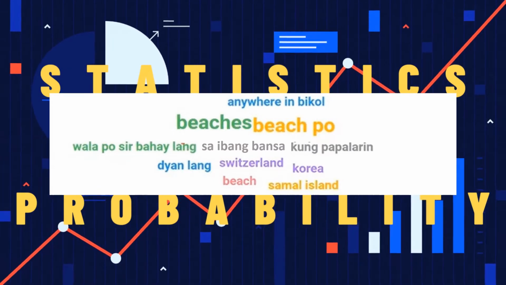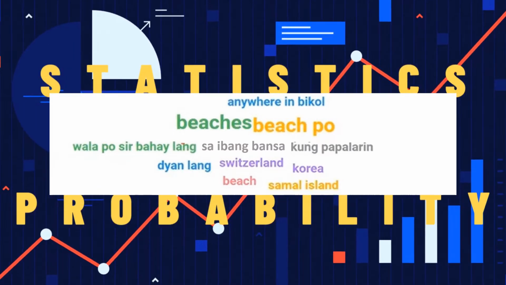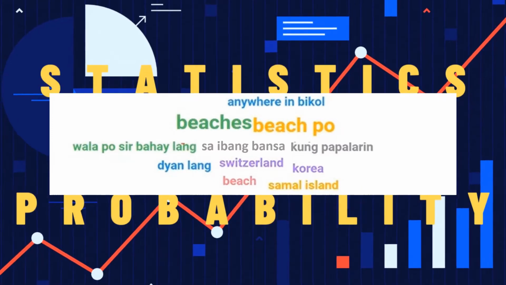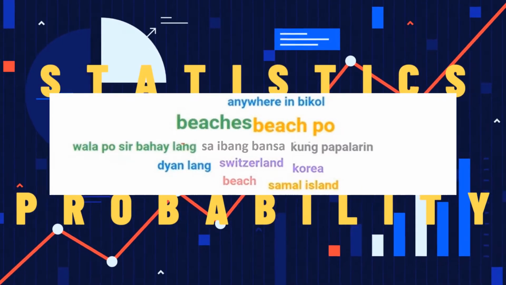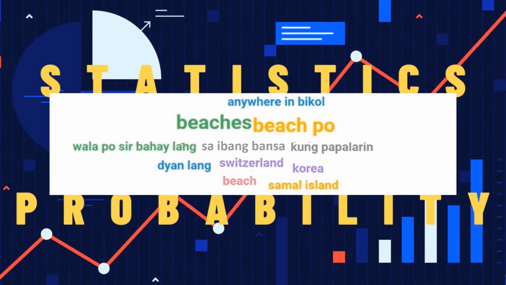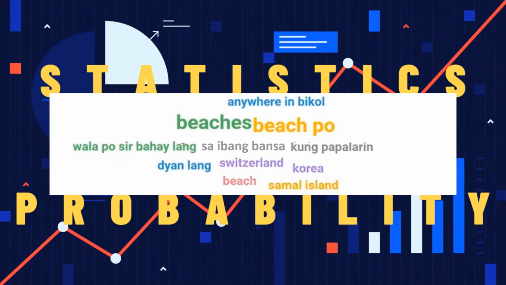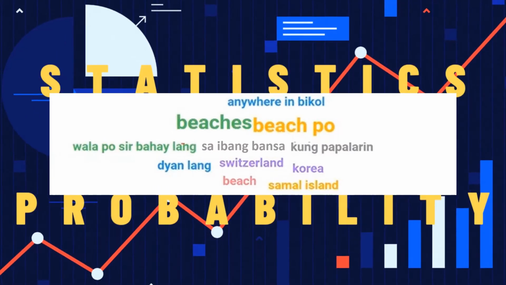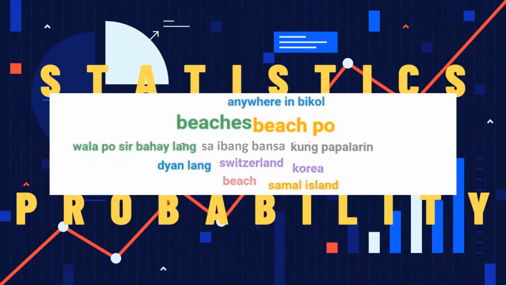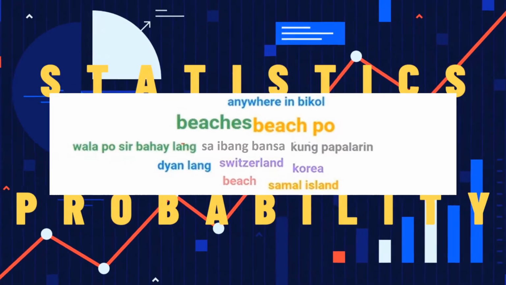So as you can see, if you can still recall your lessons in Grade 10, each response or every answer submitted here through ClassPoint can be considered as an outcome, with all the travel destinations or places for vacation as the sample space, for the experiment of knowing what place the class wants to visit for vacation.